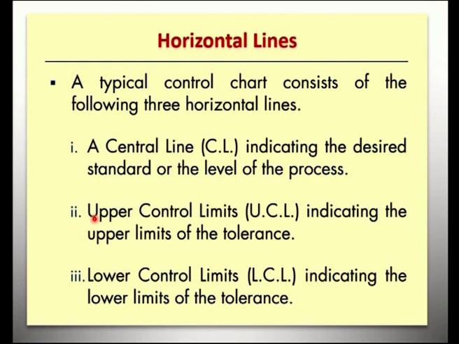A central line indicating the desired standard or the level of the process, an upper control limit UCL, or upper control line, indicating the upper limit of the tolerance. Tolerance limit has to be specified before we fix the quality. And the lower control limit LCL indicating the lower limit of the tolerance. These 3 lines, central line, upper control line and lower control line, are very important when you consider a typical control chart. First of all, we will study them one by one.